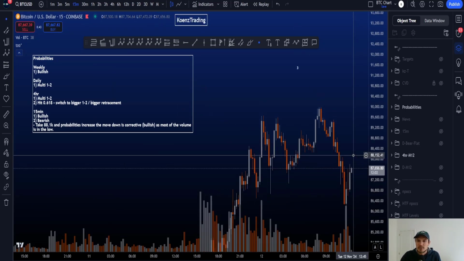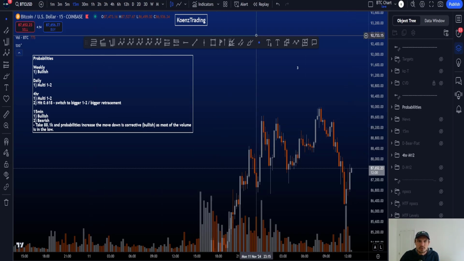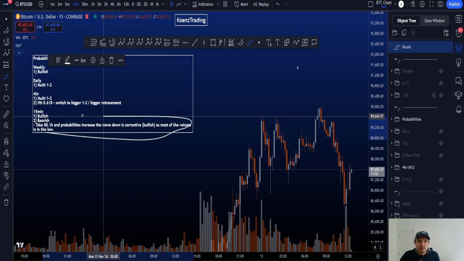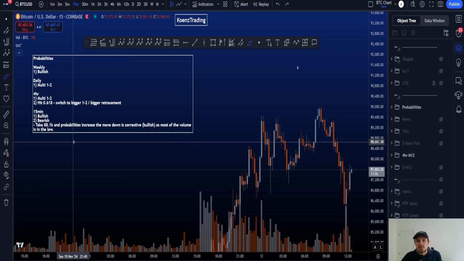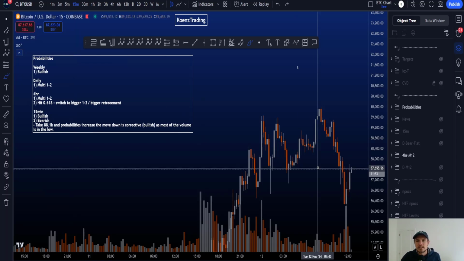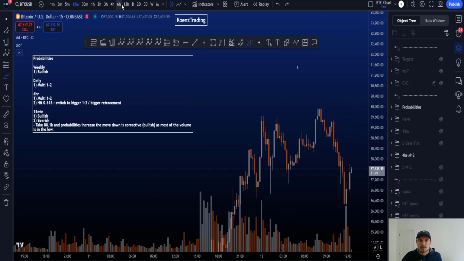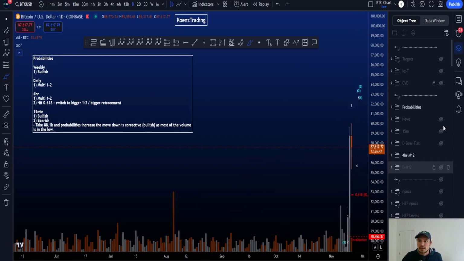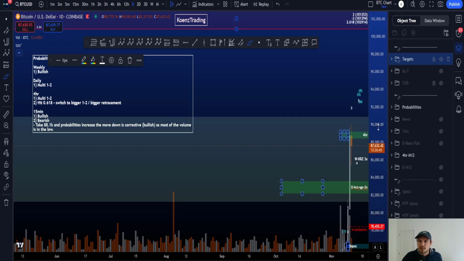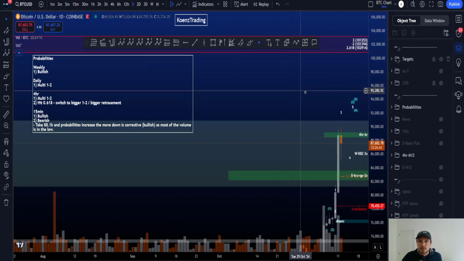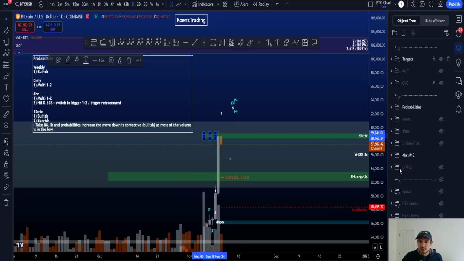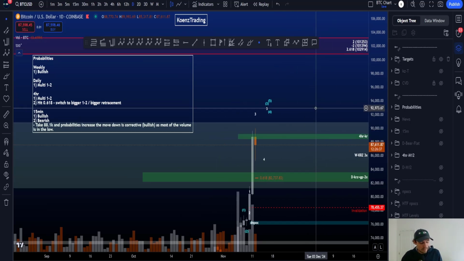It's more interesting to look at 88.1k, which is also right over here, right? If price takes 88.1k, the probabilities increase that this move down here is corrective, which in the end is bullish, right? We are currently at a little bit of resistance here on the chart. You can see the green box that I have here sitting between 88.4 and 88.2. So let's see what price is going to give us today.